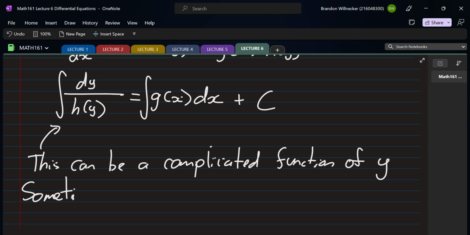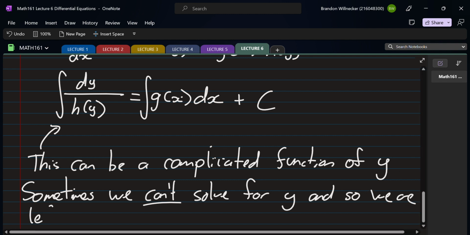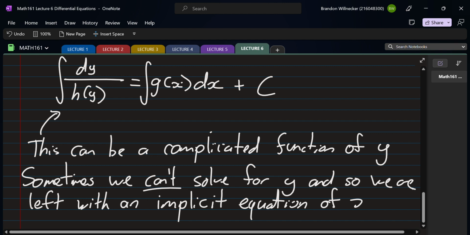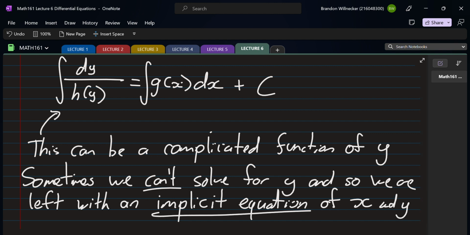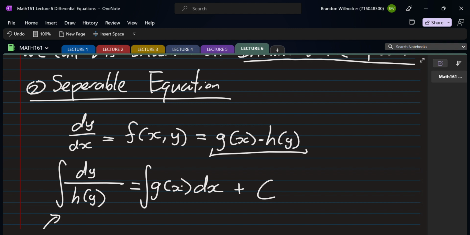So sometimes we can't solve for y, and so we are left with an implicit equation of x and y. Okay, so the equation will have x terms and y terms, but we need to keep in mind that those y terms are actually functions of x. But sometimes we can invert it, and then we can solve for y as we would normally do. So this again is what happens when we can separate that right-hand side into a product of two functions like this. So this is a separable differential equation.